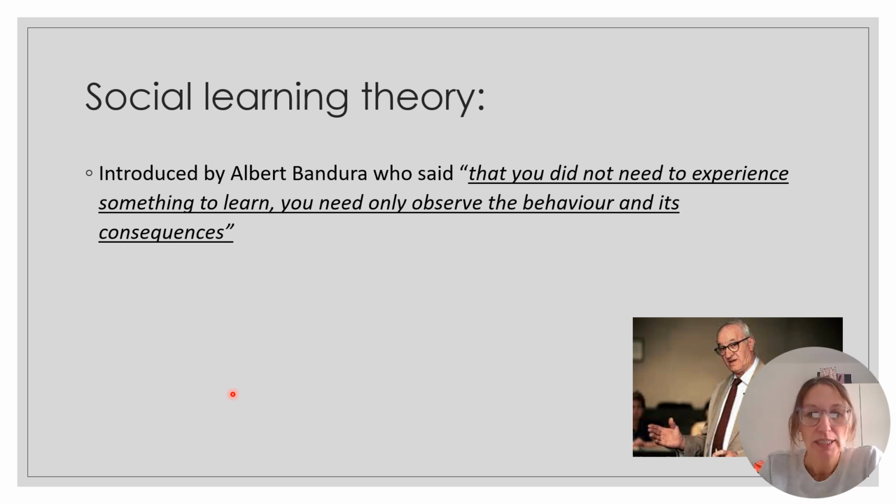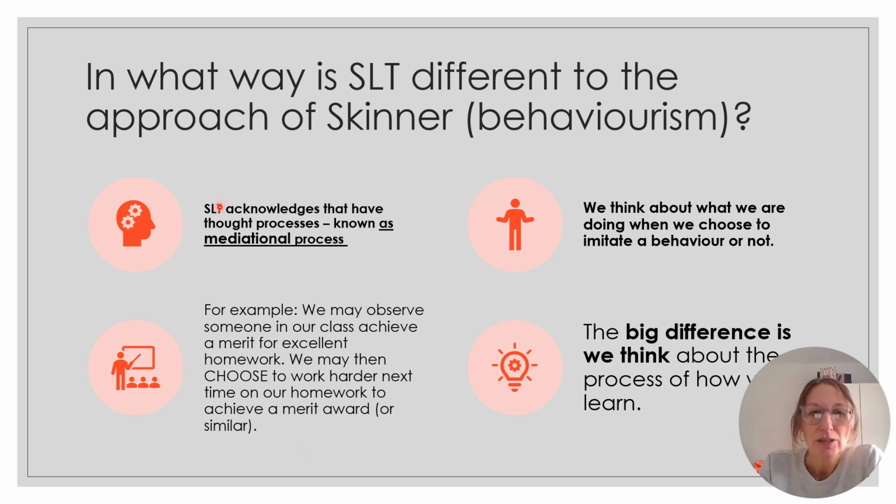So social learning theory was originally introduced by Albert Bandura, who said that you do not need to experience something to learn, you need only observe the behaviour and its consequences. So a nice little quote from Bandura there. It's different to the work of Skinner and the behaviourist approach because it has this idea of thought processes. It recognises that we're not just reacting to our environment, so that makes it different. These are the types of questions you could get, a 4-marker asking you about how it's different.